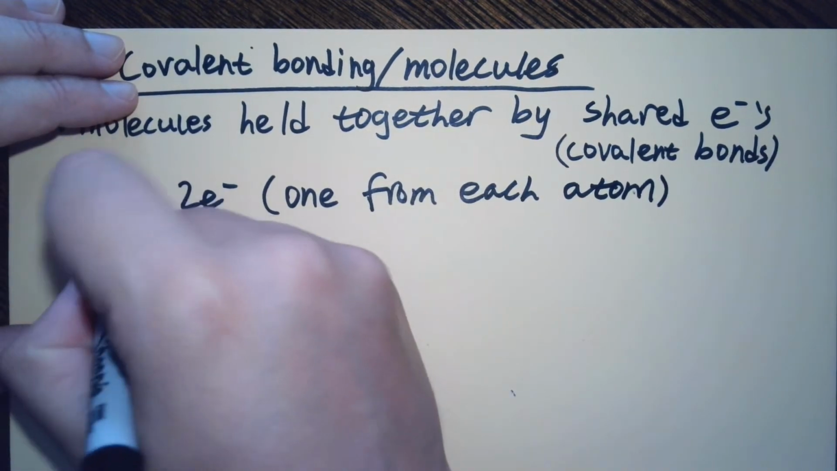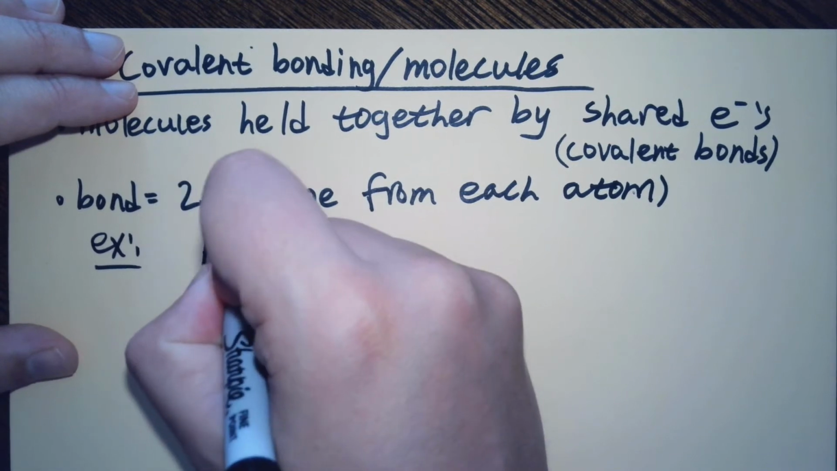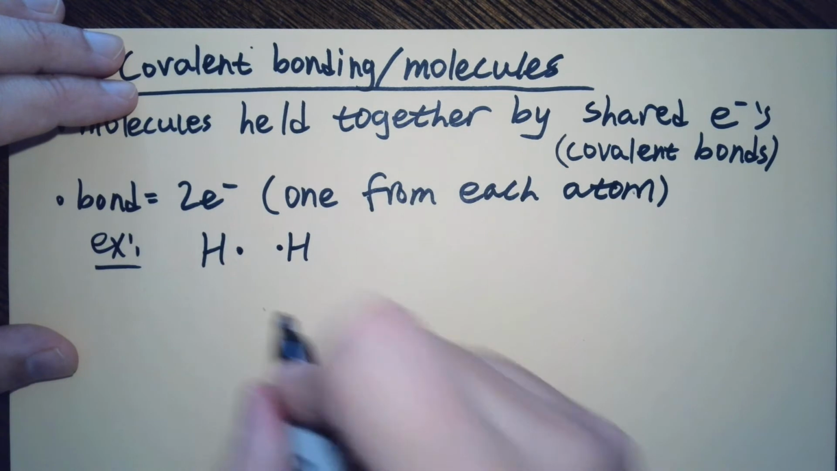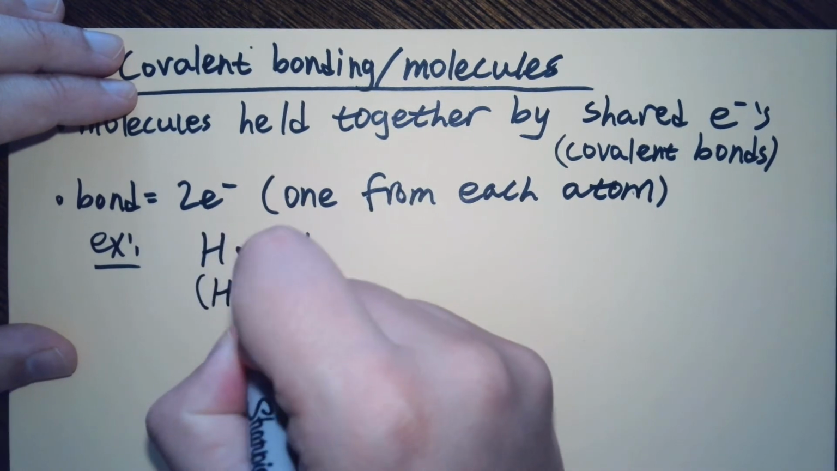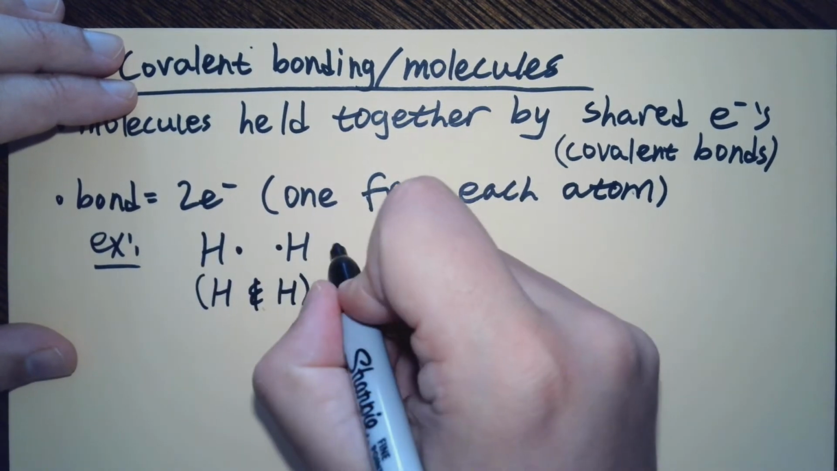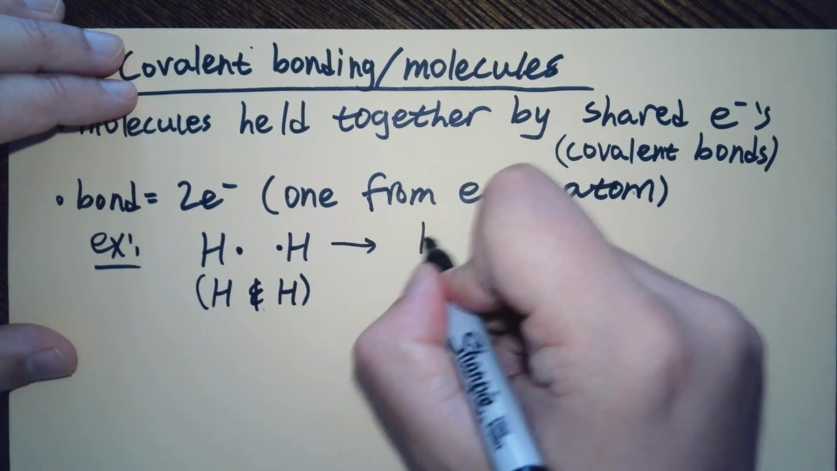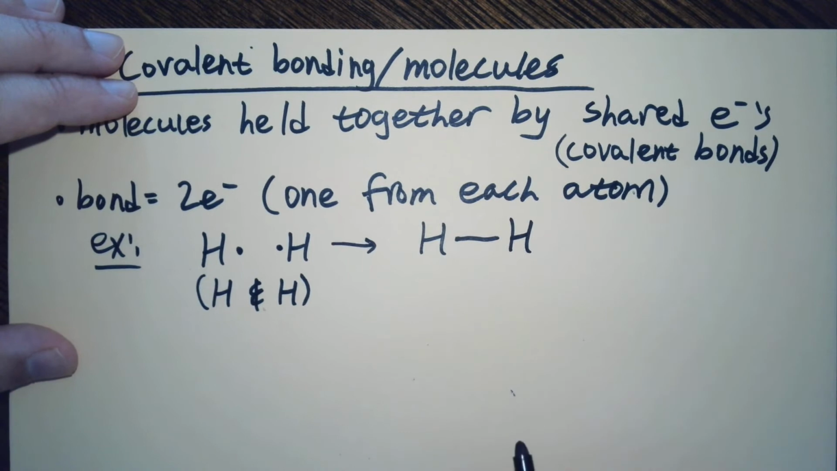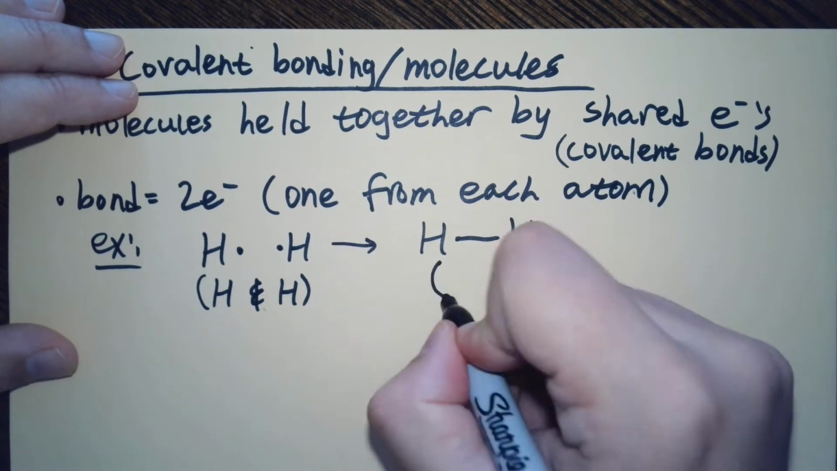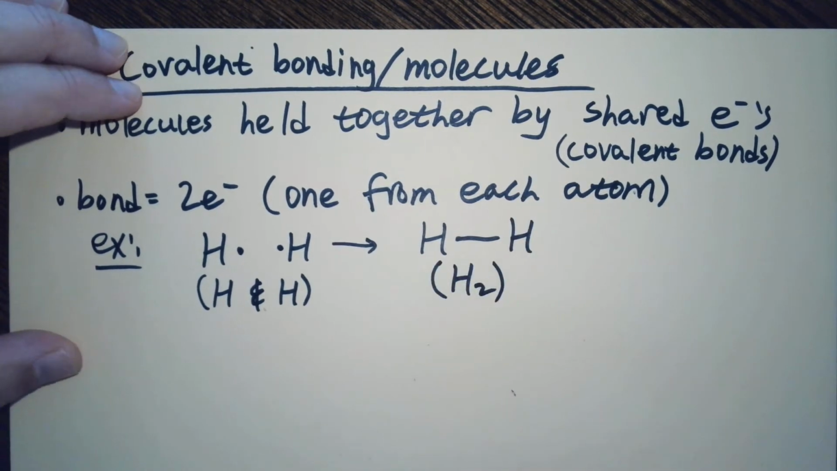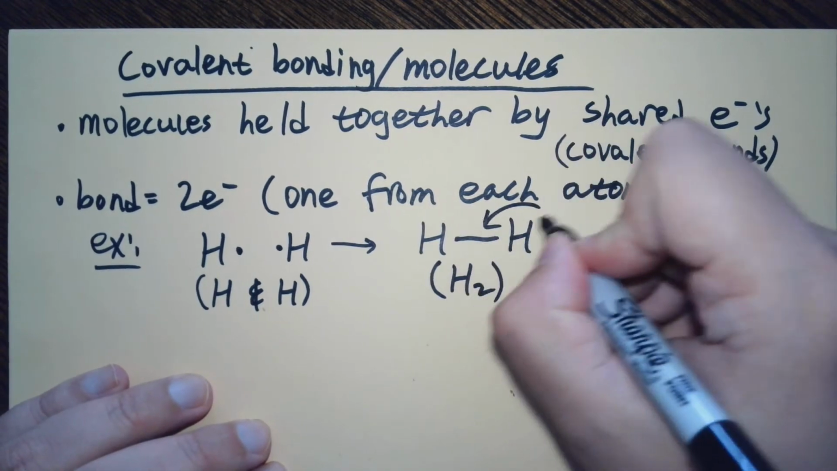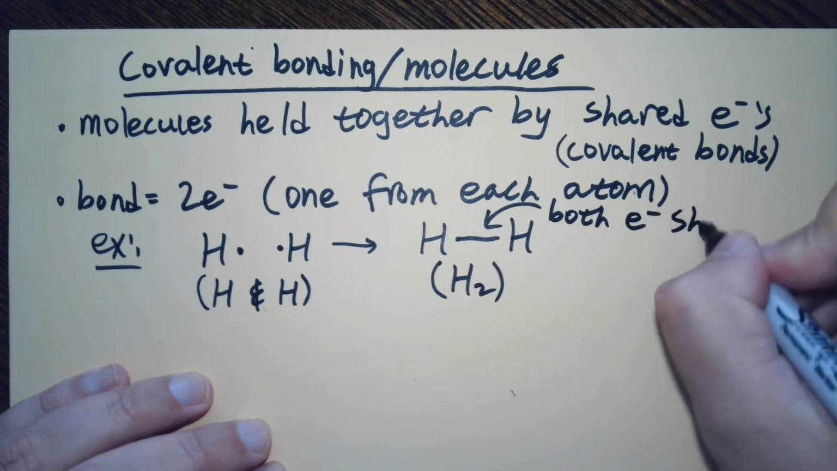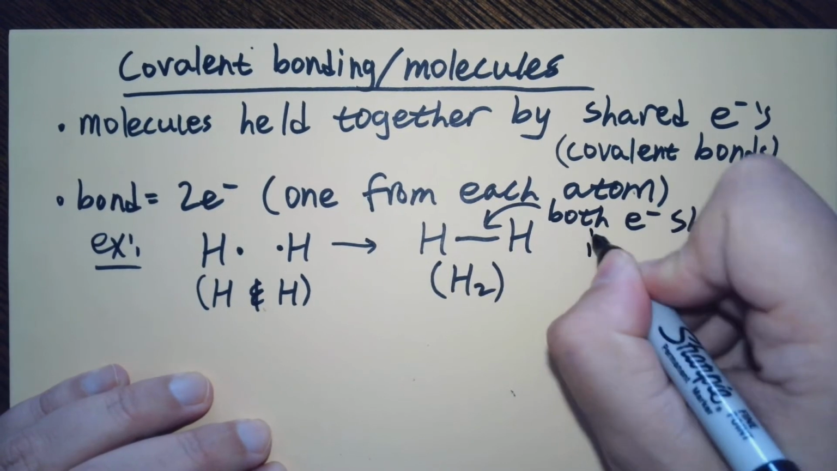And so an example of this, if you have hydrogen, it's going to have 1 valence electron. If I have another hydrogen, it's going to have 1 valence electron. So these are just 2 hydrogen atoms. And what happens is they'll each pitch their electron in, and then they share them between the 2, and they make the H2 molecule. So both electrons are shared in the middle.